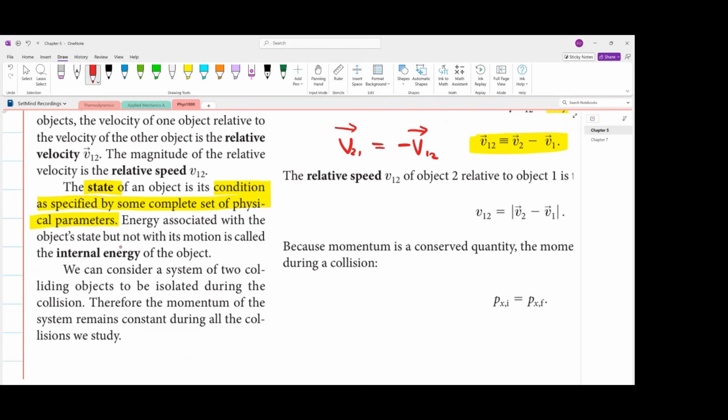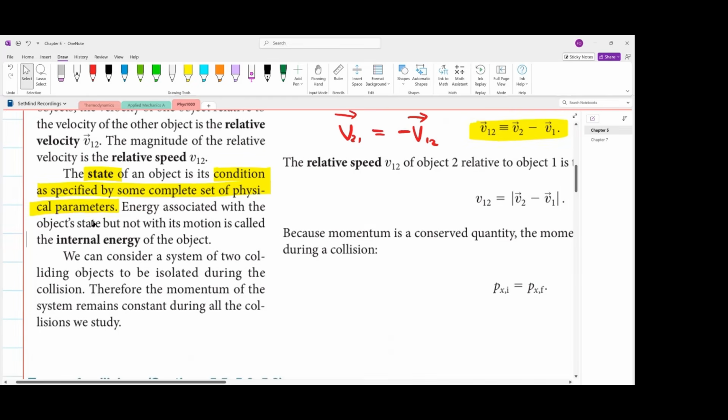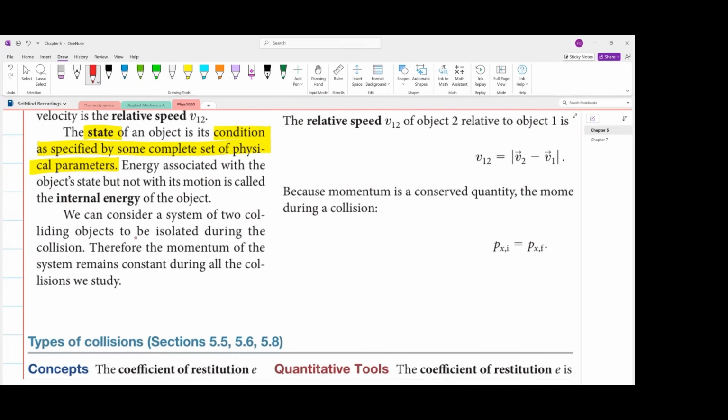So energy that is associated with the state but not the motion is called internal energy. But don't worry too much about it. It isn't as important. We can also consider a system of two colliding objects to be isolated during a collision such that momentum stays constant, for all the collisions we study.